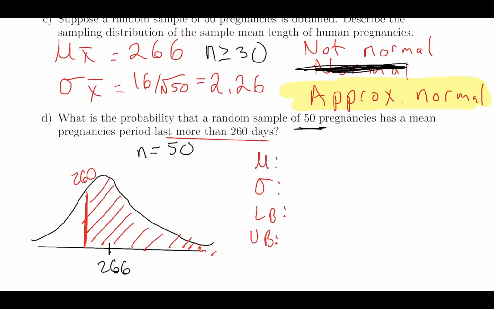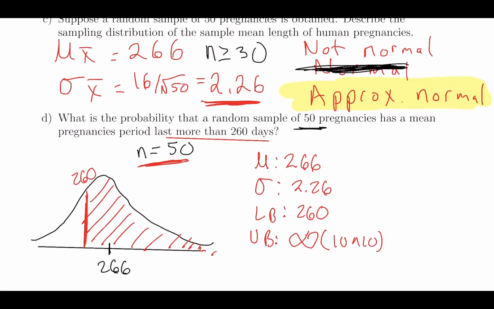So mu will stay the same at 266. Standard deviation will be 2.26 because n is equal to 50. For this one, what will be my lower bound? 260. 260, perfect. What will be my upper bound? Infinity. Oh, 365. Oh, no, it should be infinity.